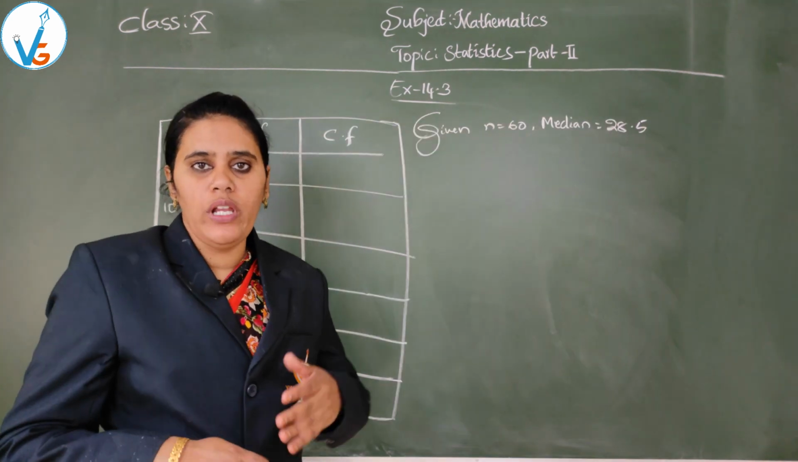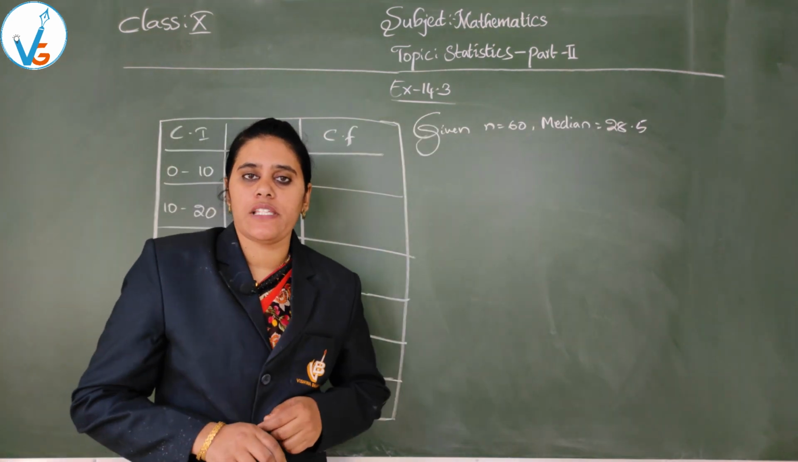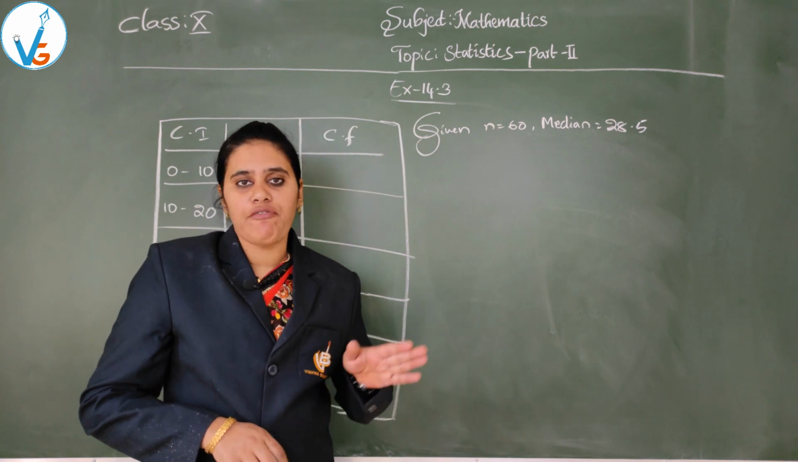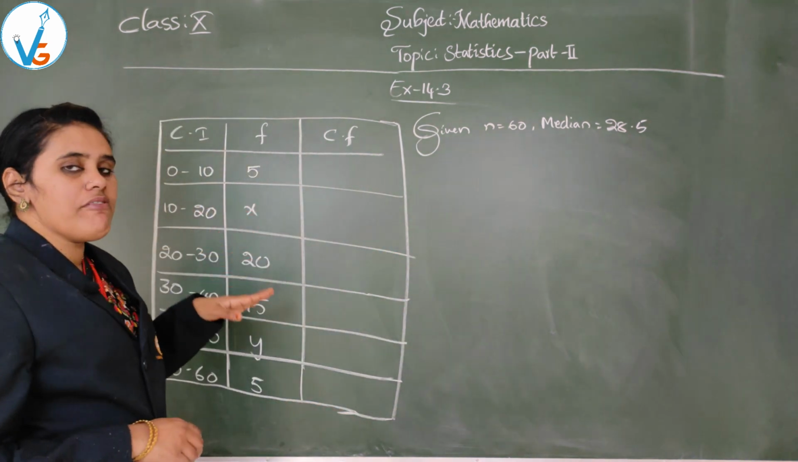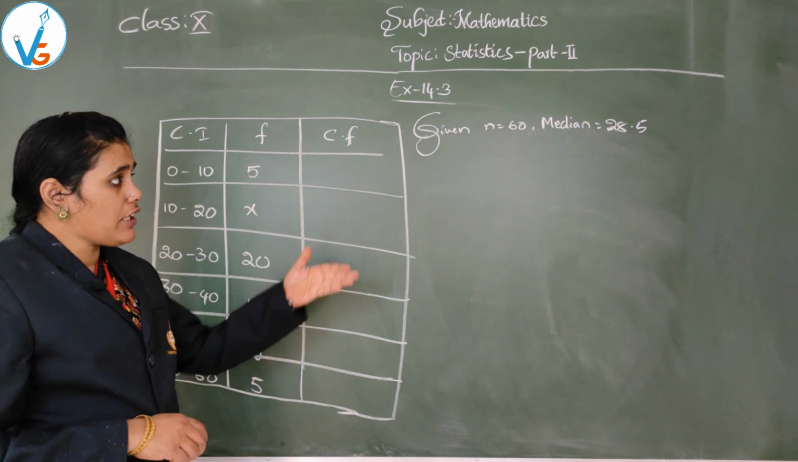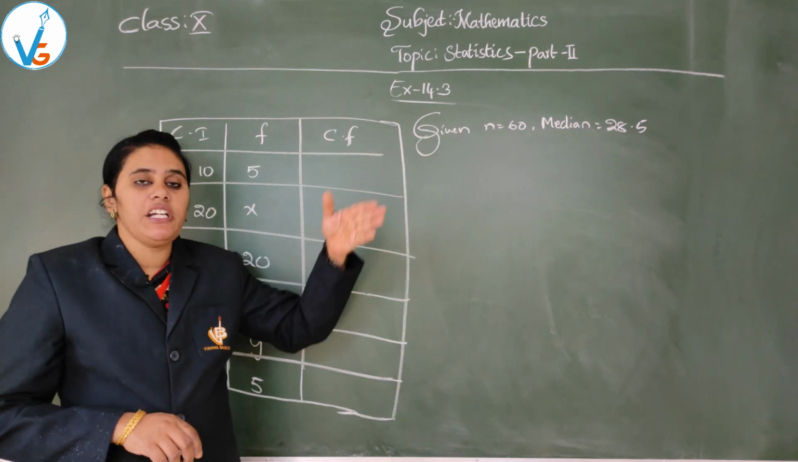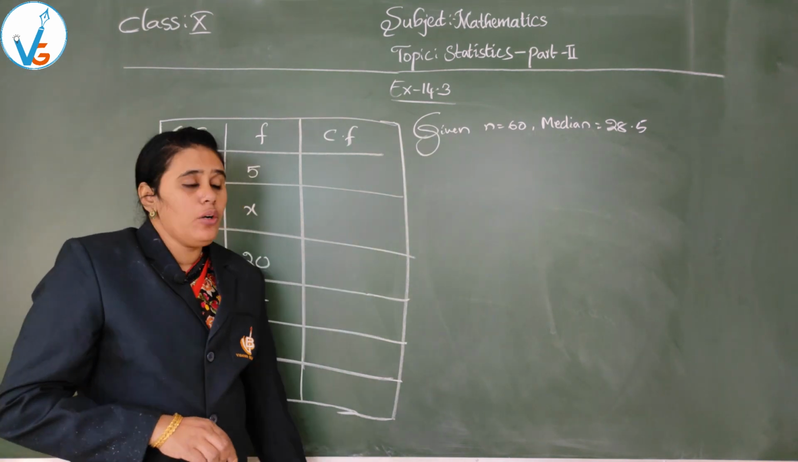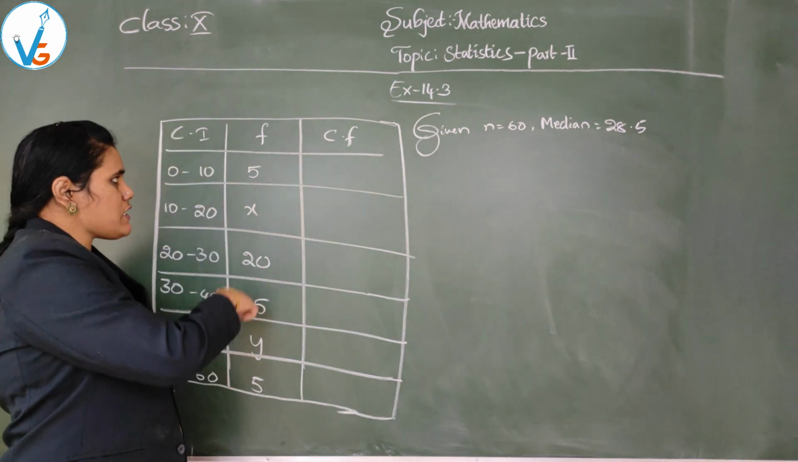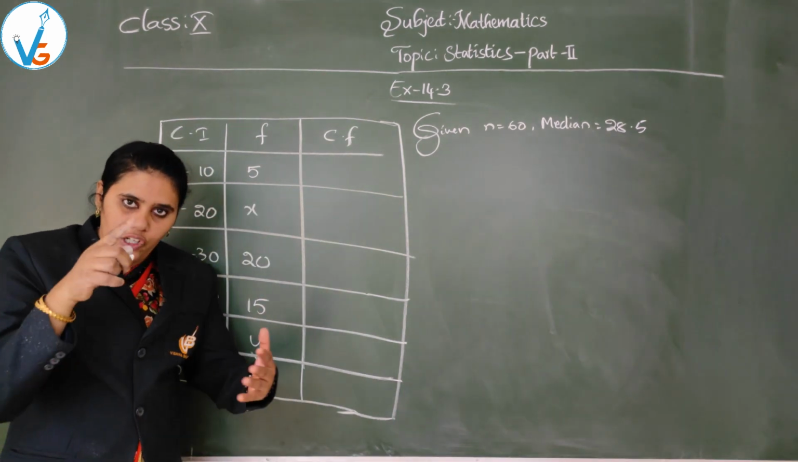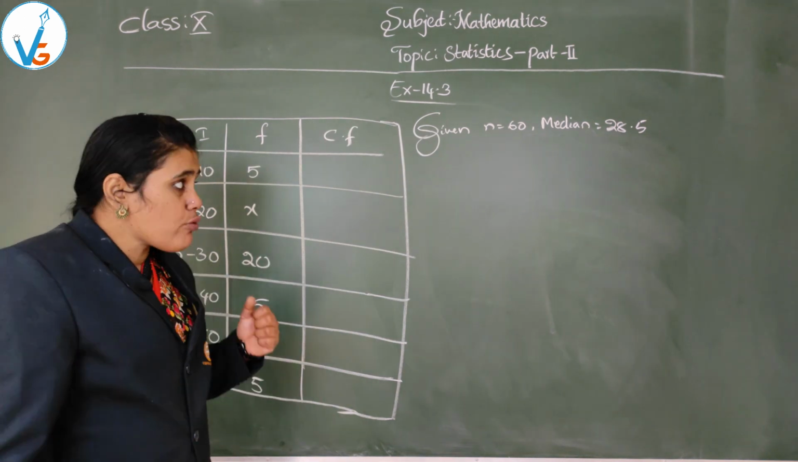Now we will enter into the second problem of exercise 14.3. We have to find the x and y values. Here, N is given as 60 and the median is given as 28.5. Class intervals and frequencies are already given in your textbook in the second problem. So what do we have to do?